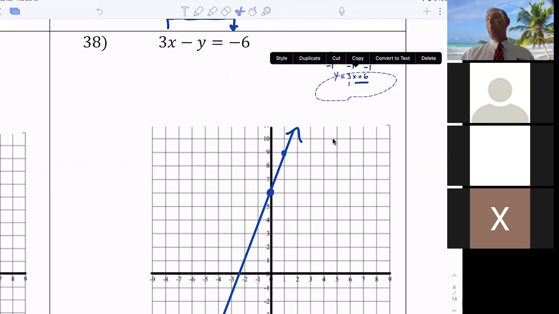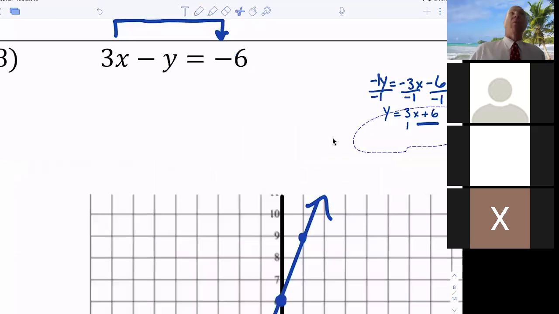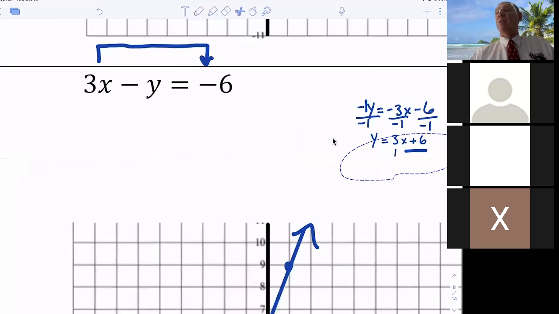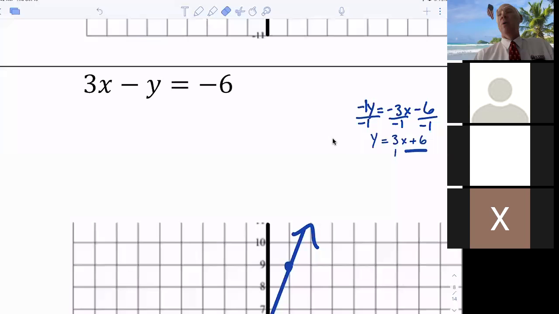So here we go. For 38, do you agree? You got to put it in the right format. y equals mx plus b, right? Now, I'm trying to tell everyone, please, this is important again. Is the y positive or negative? Negative. So to me, it would be smarter to just throw the y over on this side of the equation, because now it's going to be what? Positive. So I'm going to put the y over here.